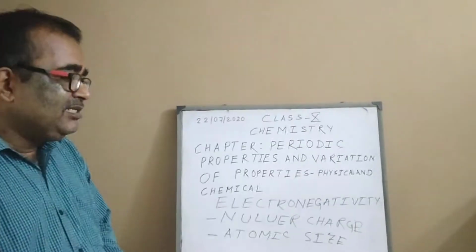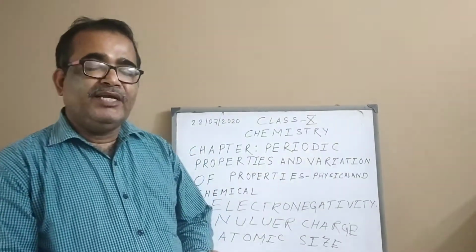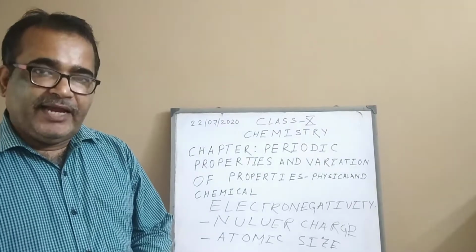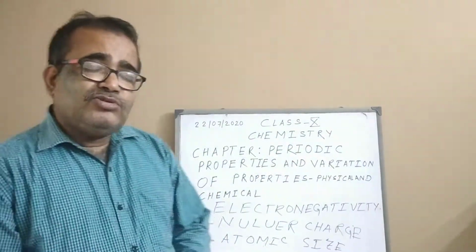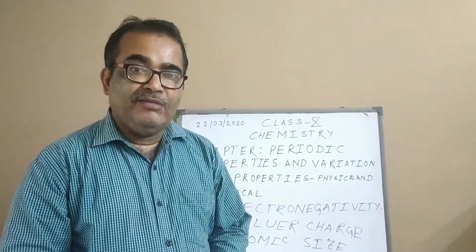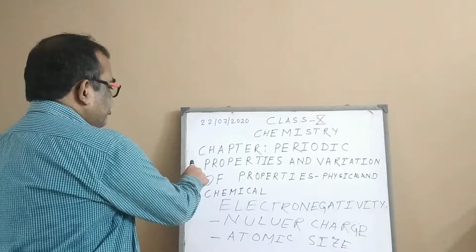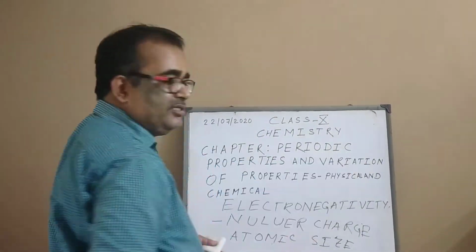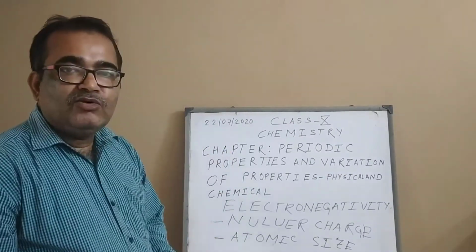Next, metallic property. Now, according to the modern definition, the metals are those elements which form cations. Those elements have low ionization potential. They have high metallic property. So, metallic property decreases from left to right along a period and increases from top to bottom along a group.